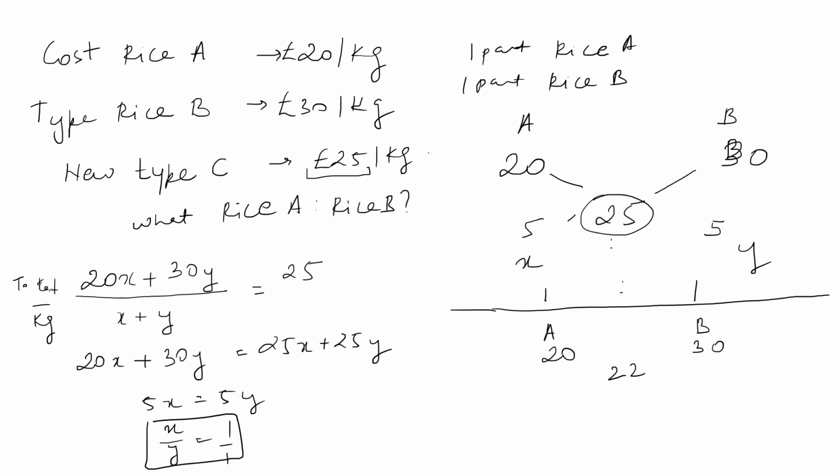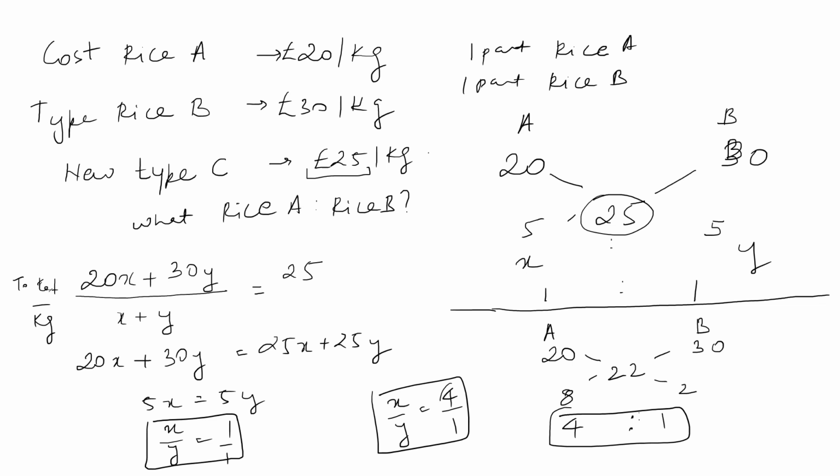So let's see what will happen here. The difference is 2. This difference is 8. So if I reduce the ratio, it will be 4:1. What does this say? This says that x and y now will be 4 and 1. That means out of 5 total parts, 4 parts will belong to rice A and 1 part will belong to rice B. Similarly, you can use this if the value is 28 or 29, and this is what mixture and alligation is all about. And then you can extend it to other questions as well.